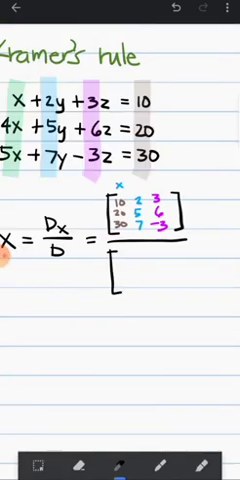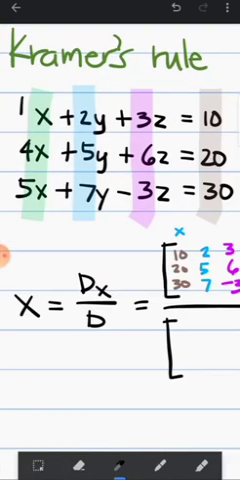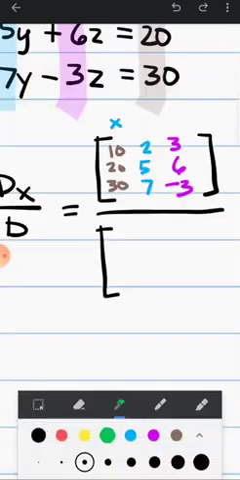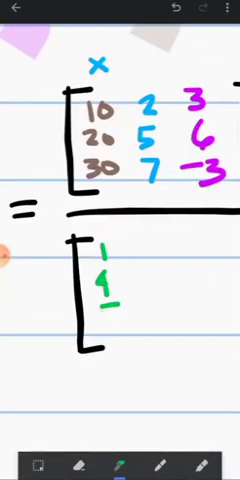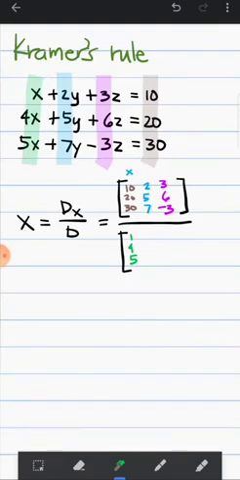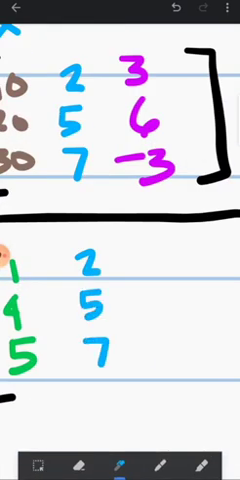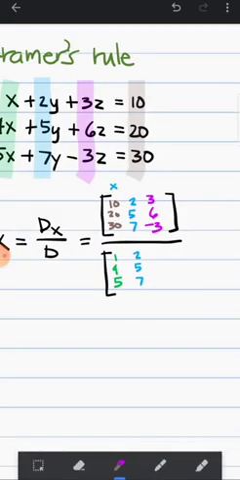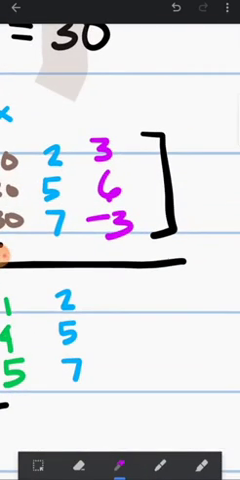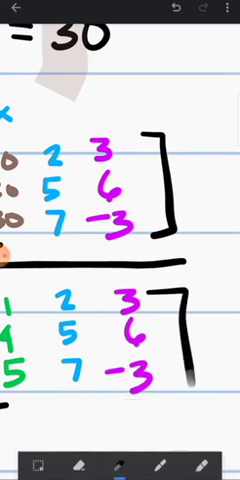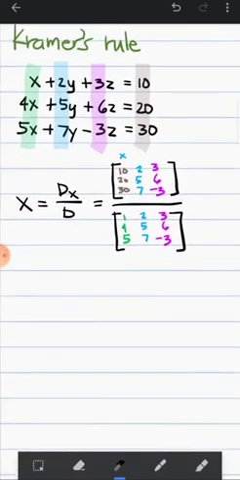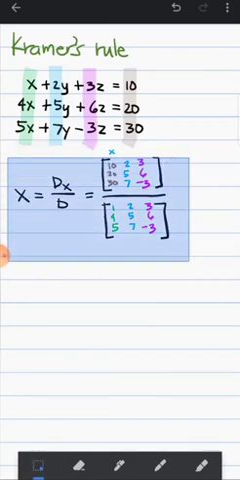And then the determinant of D. So that would be this one. 1, 4, 5. And then 2, 5, 7. And then 3, 6, negative 3. So you see, this is how you set up determinants in Cramer's Rule.